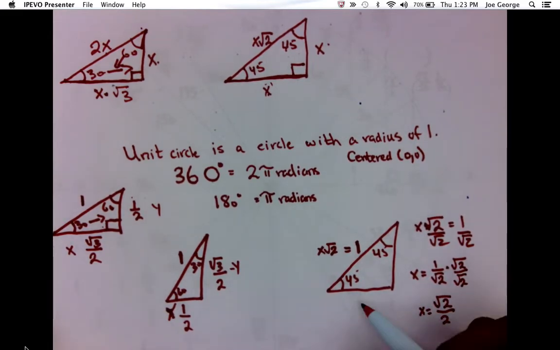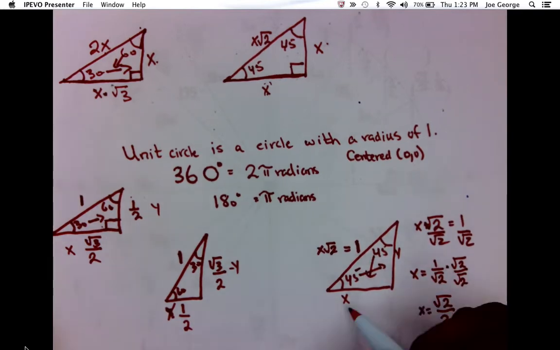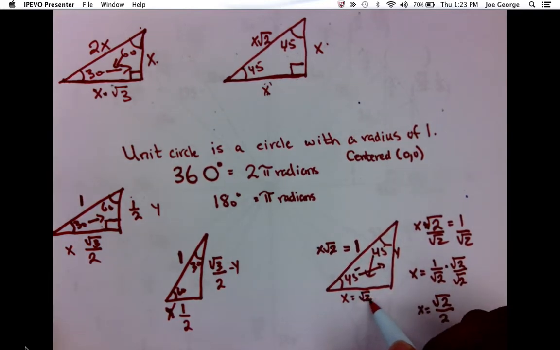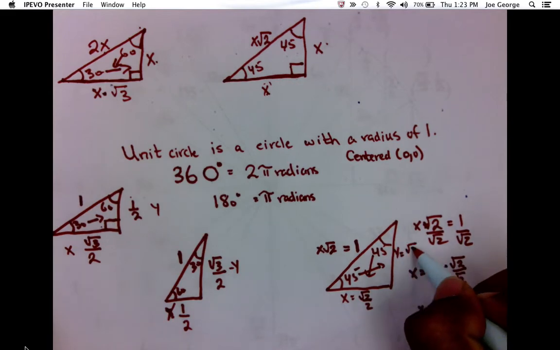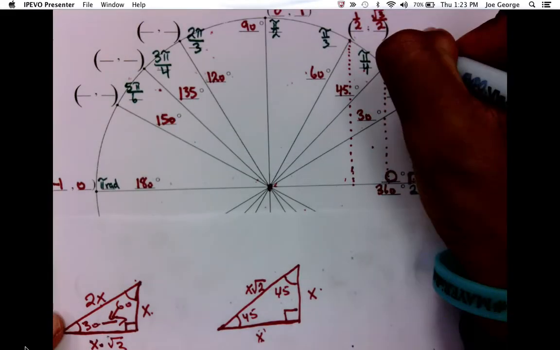Now, if you notice, your x-coordinate and your y-coordinate are going to be the same. If you notice 45 degrees and 45 degrees, they're going to have the same length. X equals radical 2 over 2, y equals radical 2 over 2. And let's fill those in.